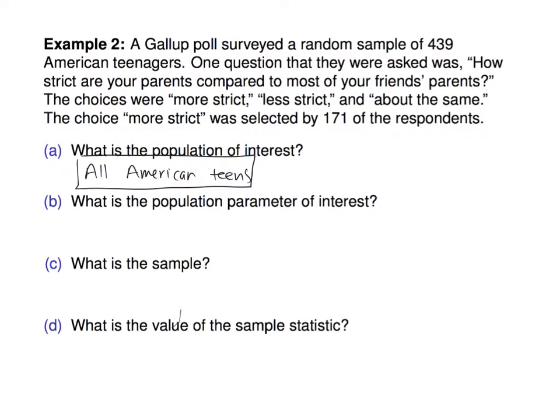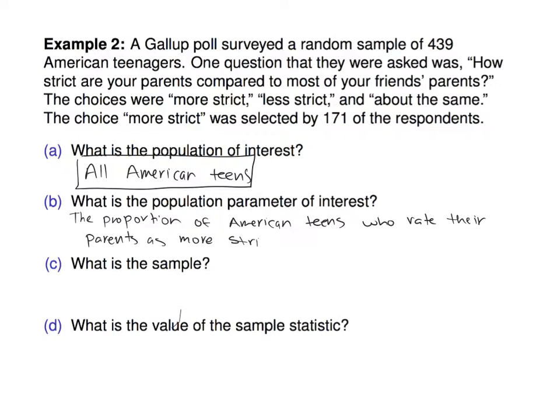What was the population parameter of interest? They did talk about three different parameters, but we were given information about the whole more strict one, right? So the population parameter this question is trying to get you to go for is the population proportion who rate their parents as more strict. Does that make sense? So this is the proportion of American teens who rate their parents as more strict than others.